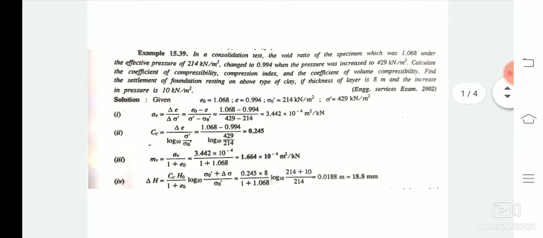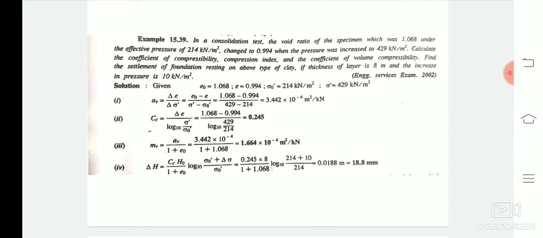In consolidation unit, we have studied the terms used in consolidation, the test procedure for consolidation, and the parameters that are obtained from consolidation and its procedure. So now we are going to solve some numericals related to consolidation. So let us start with the first numerical.